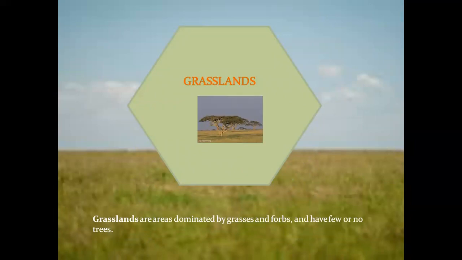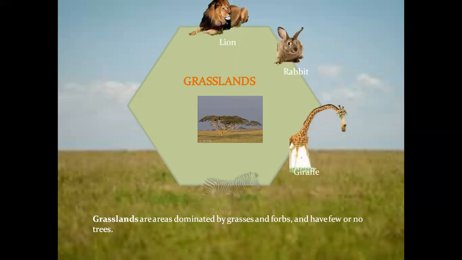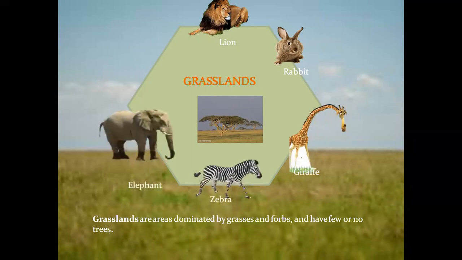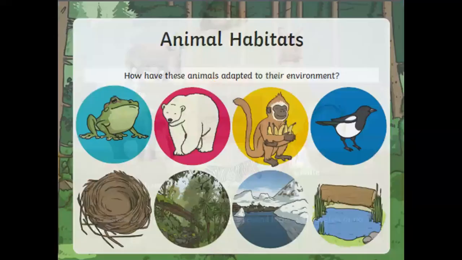Now we are going to talk about grasslands. The rainforest is a different habitat and grasslands are different habitats. So don't mix them both. Grasslands are areas dominated by grass and shrubs and have few or no trees. First of all, we have lion, rabbit, giraffe, zebra, elephant, rhino. These are grasslands animals.